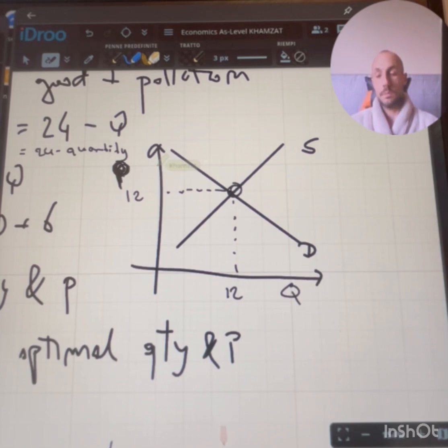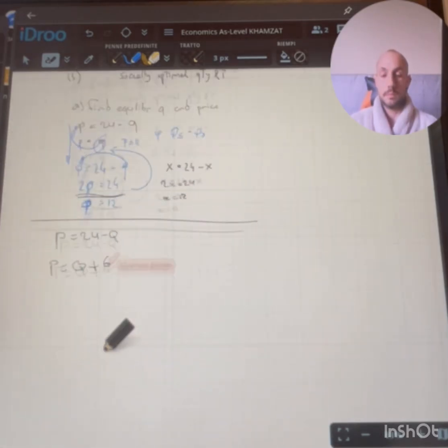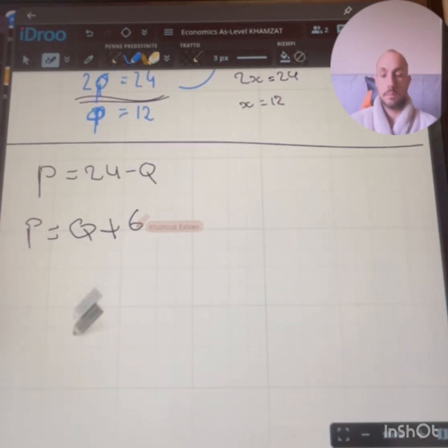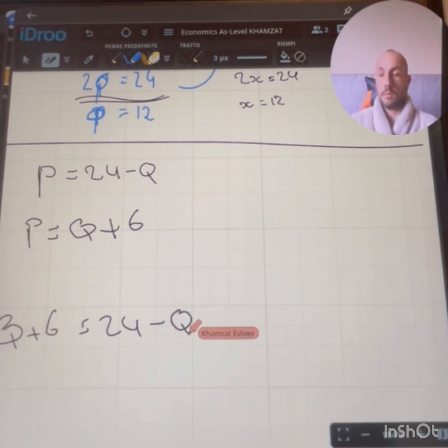P equals Q plus 6. We already know what P and Q are, no? Oh, it's different here. Exactly. That's the point. That's the smart point, by the way. P equals 24 minus Q. Then we have P equals Q plus 6. So, can we do that? We must do that. There is no other way.